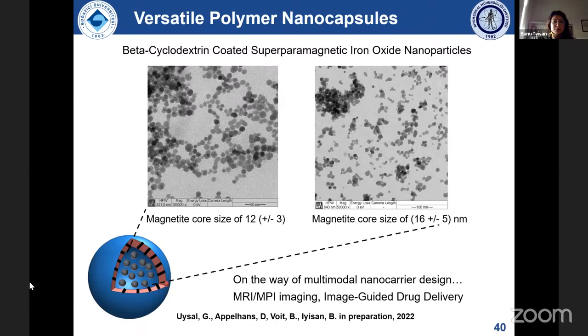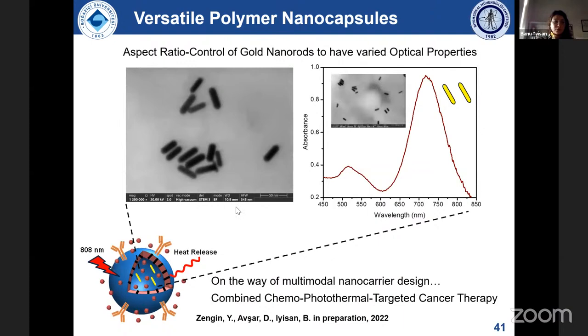Okay, let's come to another ongoing work of ours. Yağmur and Dilan are working on this. We are also producing some gold nanorods. In this work, we are again trying to end up with multimodal nanocarriers. I believe that the future of these nanocarriers lies in the ones that can do several things in one pot. Therefore, our ongoing projects are all heading in this direction.